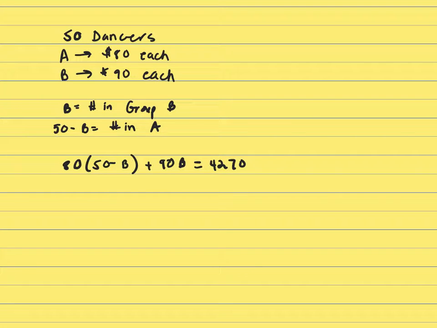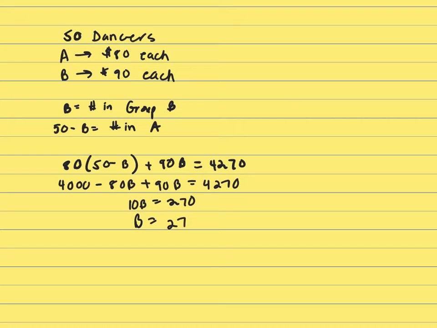So let's get rid of our parentheses, distribute the 80, and that gives me 4,000 minus 80B plus 90B equals 4270. And let's combine the B's, that gives me 10B. And let's subtract 4,000 from both sides, that gives me 270. So that means B is 27. And what that means, there's 27 people in Group B.